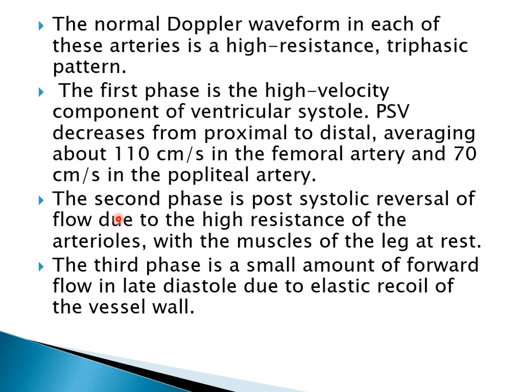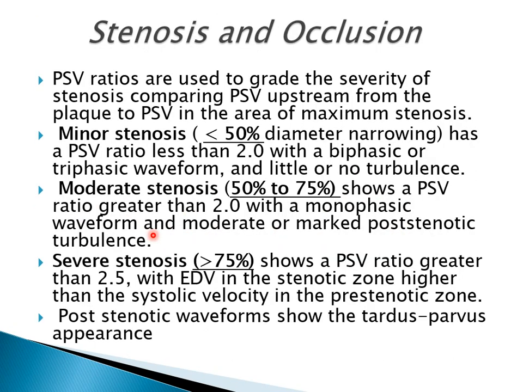The same parameters for carotid. Second phase is post-systolic reversal, as you said. So as you go more distally, smaller artery, the velocity decreases. So you should decrease your scale as you go further. We have minor stenosis here for lower limb artery, less than 50%. Only peak systolic velocity increased, and the ratio is less than 2, as we said in the carotid.